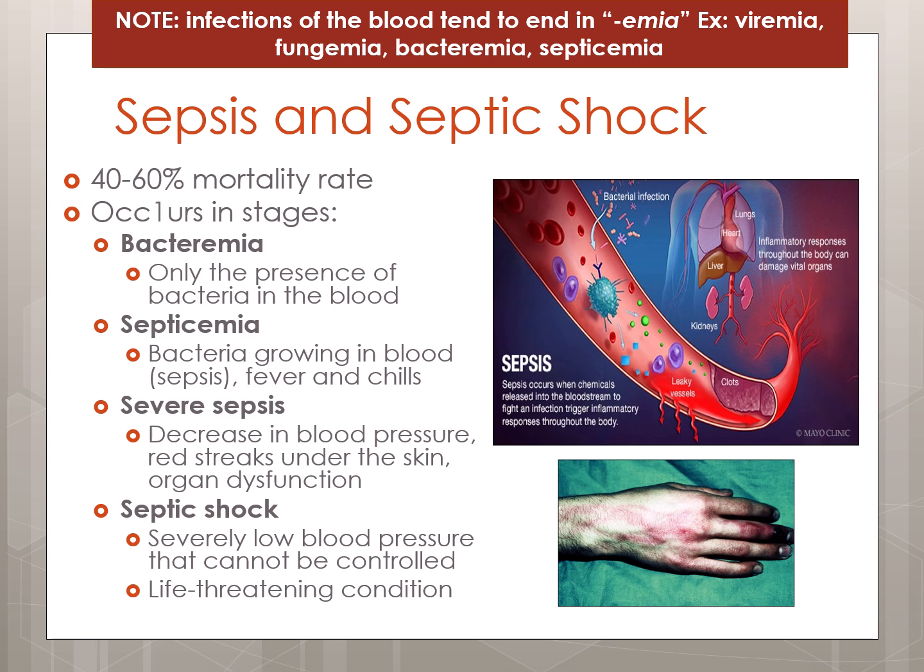So if we're looking at a bacterial infection, we would say bacteremia is the presence of bacteria in the blood, where septicemia is going to be that bacteria physically growing in the blood, which is going to be considered sepsis. We're going to see symptoms like fevers and chills. And then from there, getting worse, we have severe sepsis, so decrease in blood pressure, possibly red streaks under the skin. We'll see this in a couple of conditions that we're going to talk about soon, and possibly organs starting to malfunction. And then the highest level, the most concerning, is going to be septic shock.